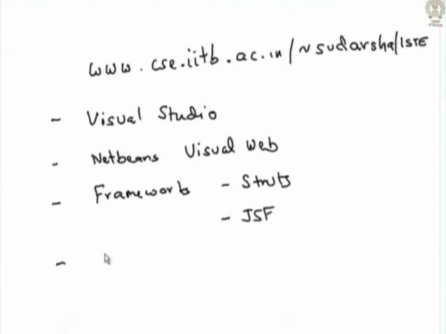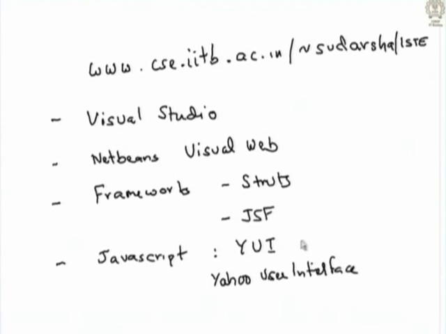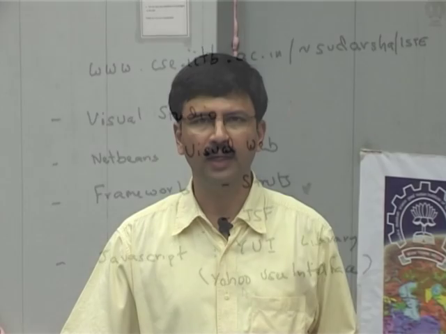Then there is another class of things which are JavaScript based, for which the YUI stands for Yahoo User Interface Library. This is a JavaScript library which has a number of JavaScript functions which you can call to create things on the user interface, including support for tables which you can click on to resort on different columns. They have functions which can do AJAX calls back to the database.